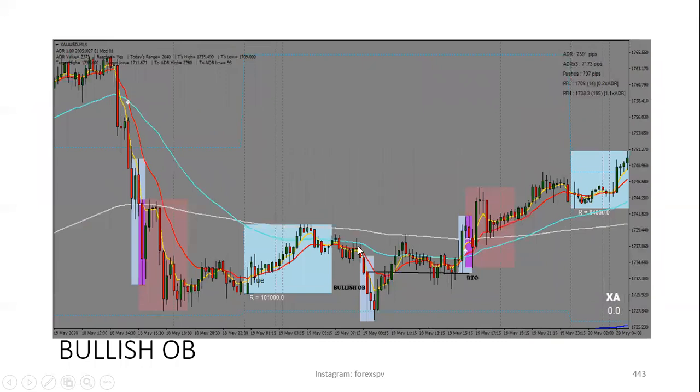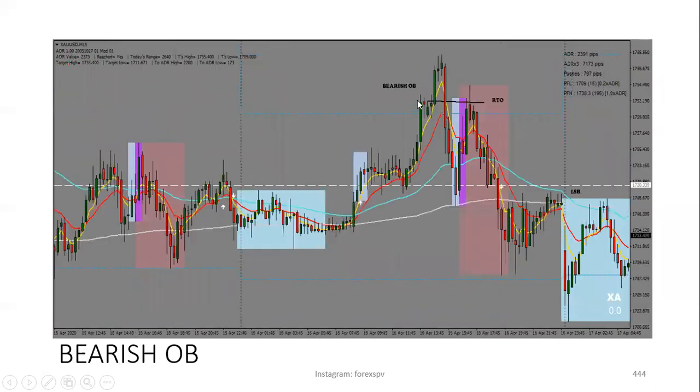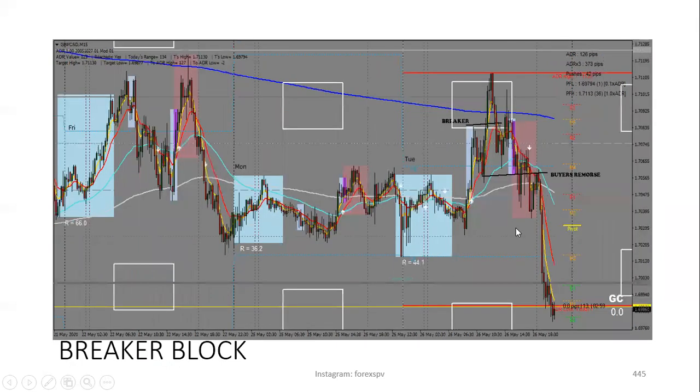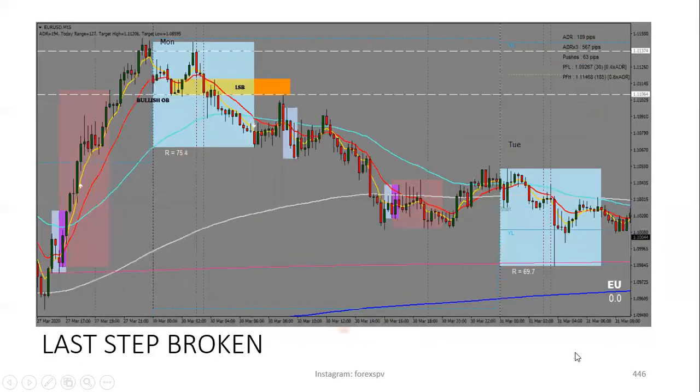And here we had a bullish order block, and then price returned to this order block, formed a pattern, and then we had an uptrend. We had a bearish order block right here. Price returned to this order block, and then we had a downtrend from there. We had a breaker block here. Price returned to this order block, and then we had a downtrend.